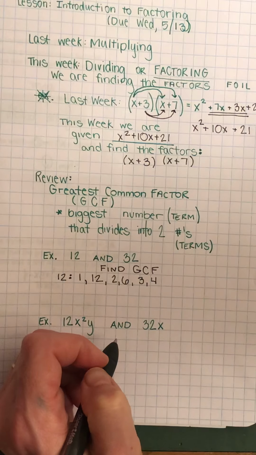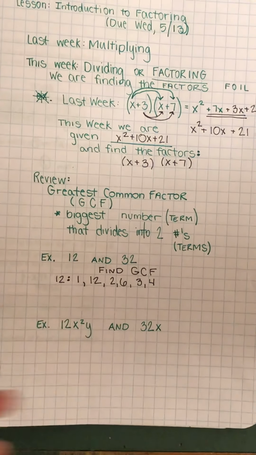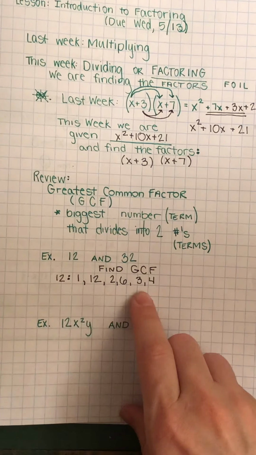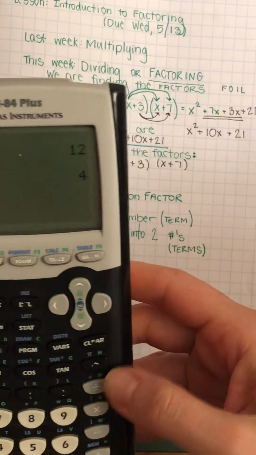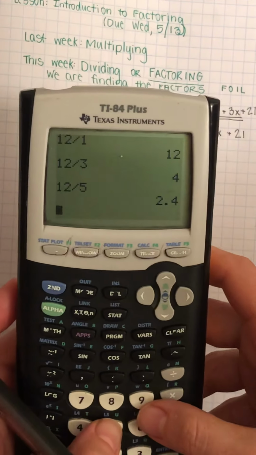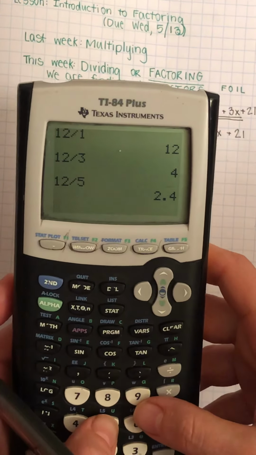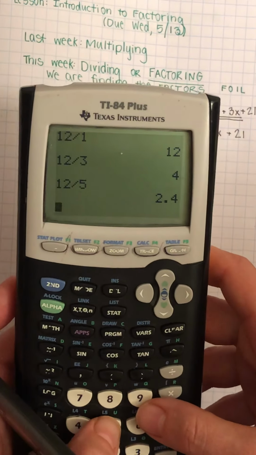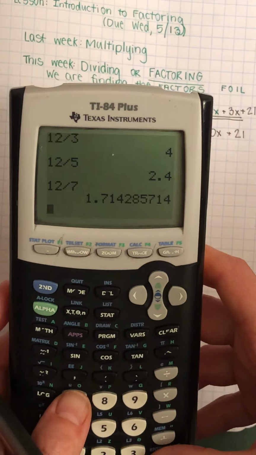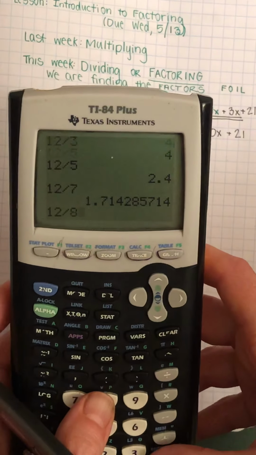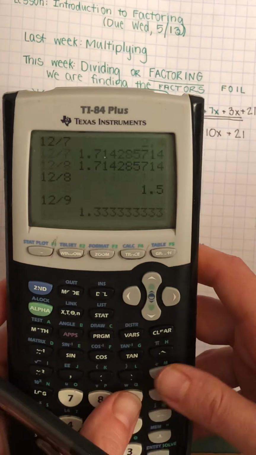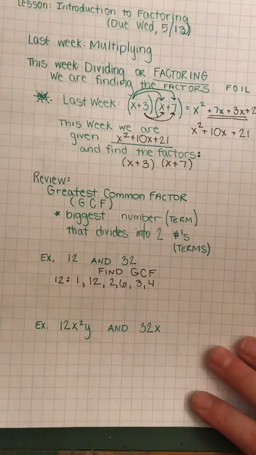I would say for our purposes, we might just go up to 10. So I see a 1, a 2, a 3. What about 12 divided by 5? No, that's not a nice number. They have to be all whole numbers. What about 12 divided by 7? No, ugly. 12 divided by 8. Nope, fraction. 12 divided by 9. Nope. So these are them.